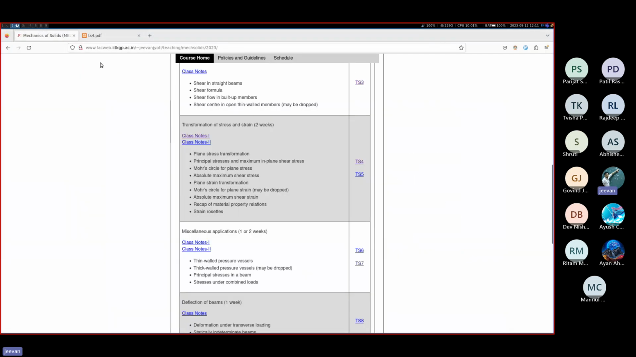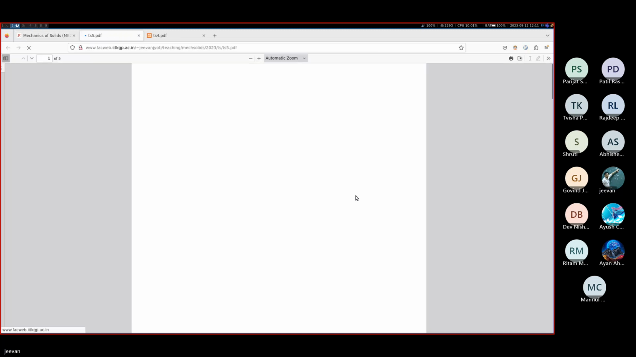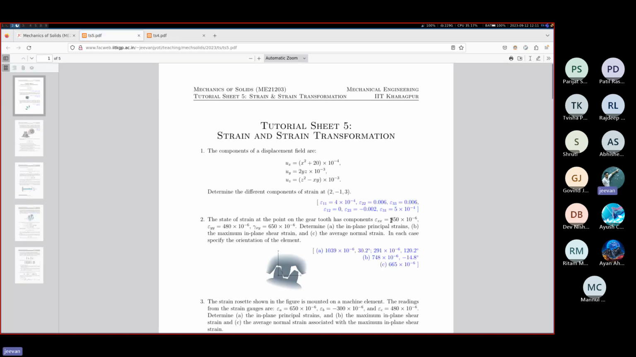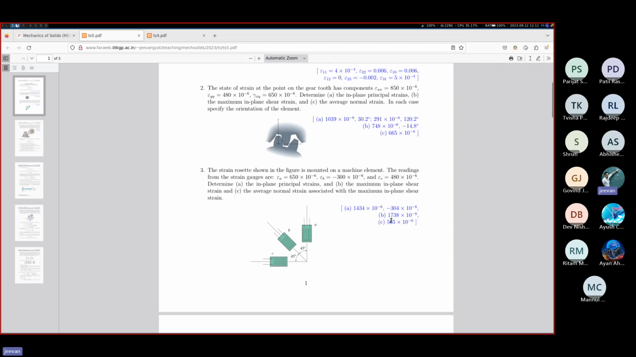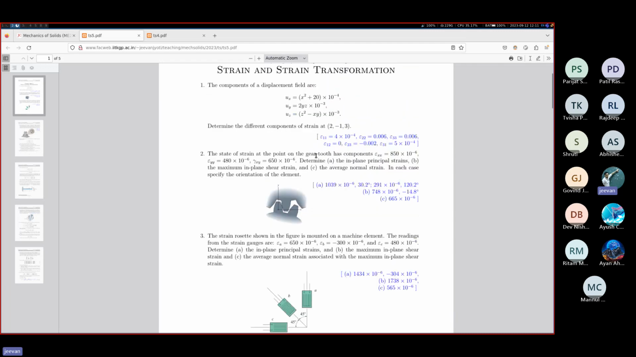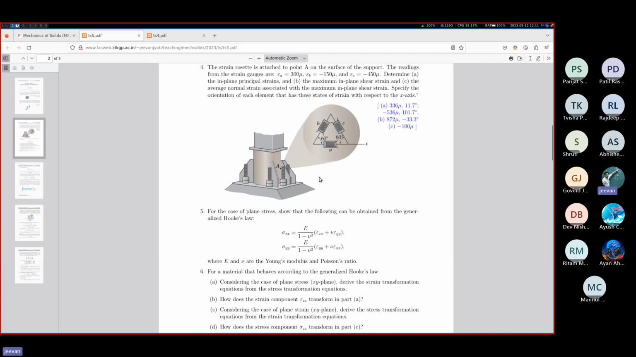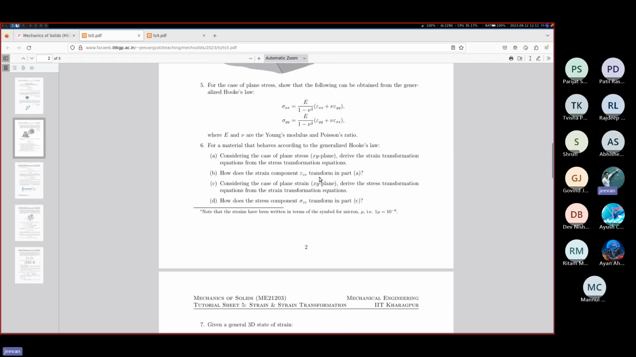So let me open this tutorial sheet number 5. You'll see for yourself. The first two questions, maybe not the first question, the second question and a few other questions, you can directly use our strain transformation formulas. But what I want to focus right now is on these two questions, question numbers 5 and 6. So you read the question here. For the case of plane stress, show that the following can be obtained from the generalized Hooke's law.